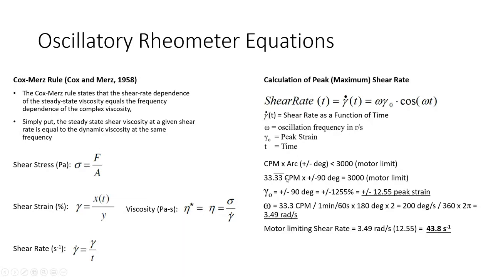And it's magic because when you consider that you go through this calculation and we find out that that 90 degrees is 1255 plus or minus 1255% strain, or 12.55 peak strain. And at 33.333 CPM, we come out at 3.49 rads per second. So that's omega. And we then do the calculation. We find that the motor limit restraint for high strain analysis is 43.8 reciprocal seconds.